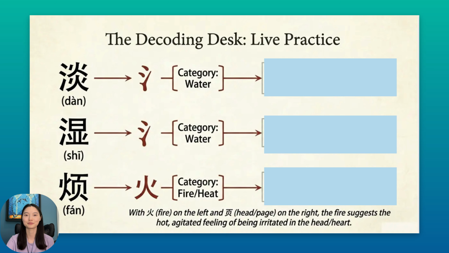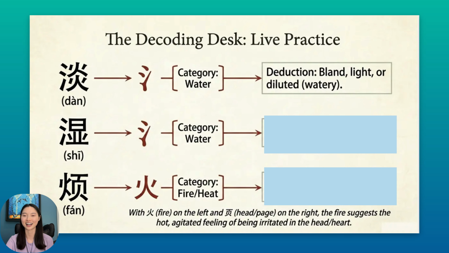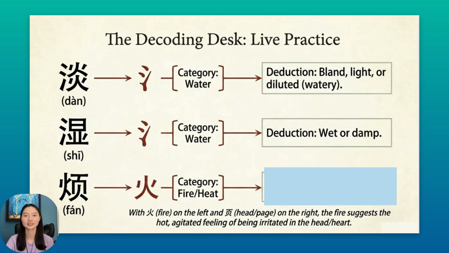Let's decode. 淡, I see the water radical. Something about liquid. 淡 means bland, light, diluted, like watery soup. 湿, again, water. 湿 actually means wet, damp.